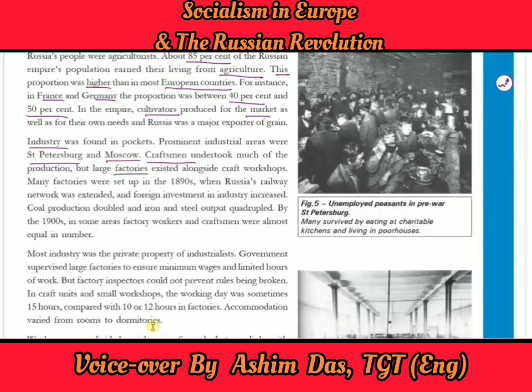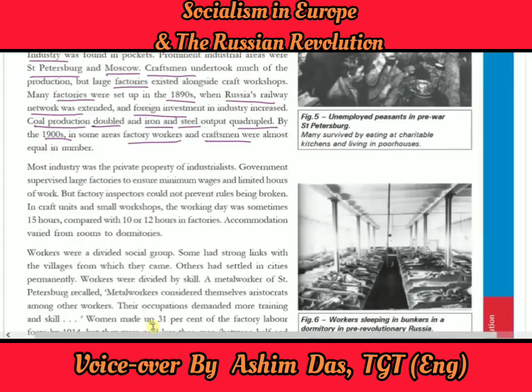Many factories were set up in the 1890s when Russia's railway network was extended. As soon as the railways became popular and extended, more such factories were set up, because it was easy to carry the raw materials and the production from one place to another. And foreign investment, where people of other countries invested a lot of money in industry, increased during that time. Coal production doubled, it almost became double, and iron and steel output quadrupled, like it increased 4 times. It comes from quadrilateral, 4 sides, like that.